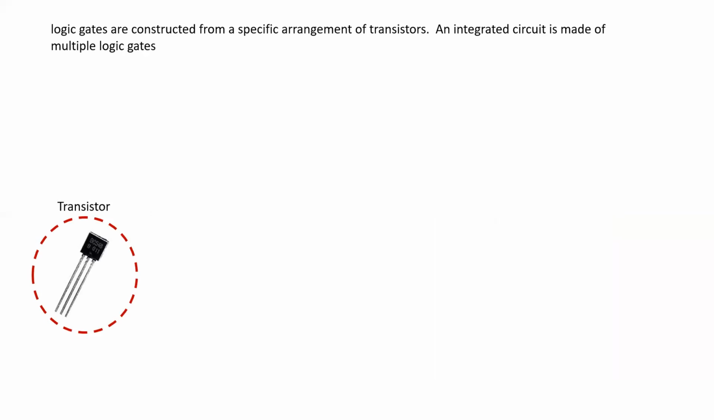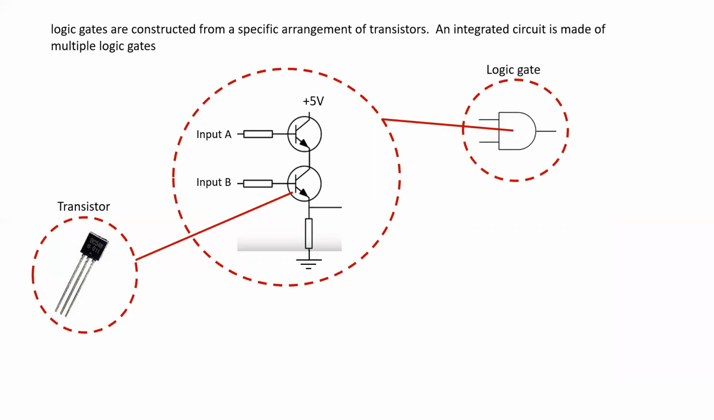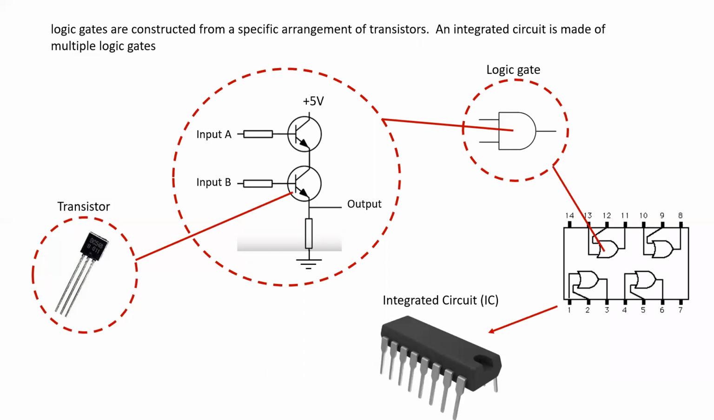Logic gates are constructed from a specific arrangement of transistors or other types of small circuit components. An integrated circuit is made up of multiple logic gates. So we can see here, a single transistor is used to make a combination of control, which is in the second bubble where we have two transistors. And those two transistors with that specific connection make up this specific logic gate, which is one of many inside an integrated circuit chip.